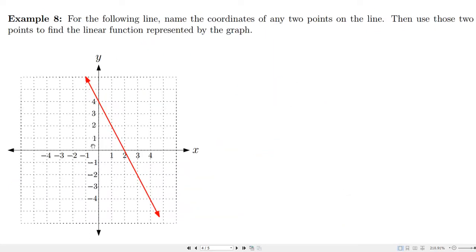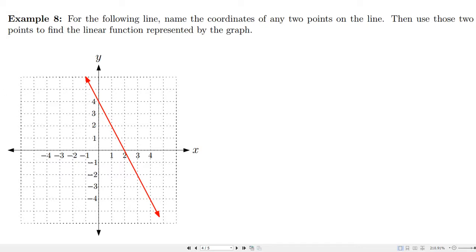Okay, now in this example, again, I'm giving you the graph of a line, and we want to determine the linear function represented by this graph. So what we're going to do is name the coordinates of any 2 points on the line, and then use those 2 points to find the linear function represented by the graph. So we can pick 2 arbitrary points in here and use the procedure that we did up above.